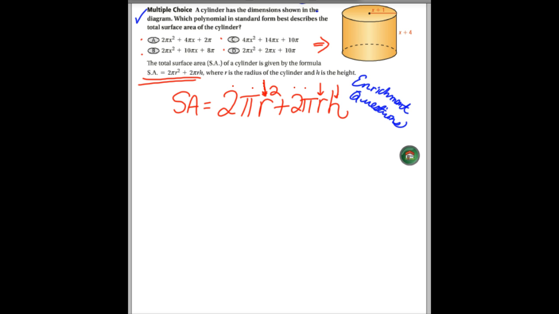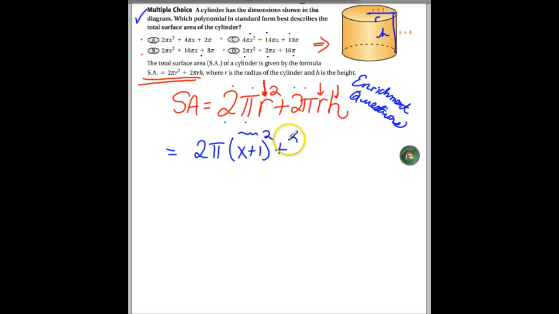So let's go take a look at what we need to do here. You'll notice all the r's and h's aren't in here. They're all x's, and that's because our radius is x plus 1 and our height is x plus 4. So we're going to go replace those in the formula. So what we've got here is 2 pi times r. Well, the radius is x plus 1, and we're supposed to square it. So there's my 2 pi r squared.